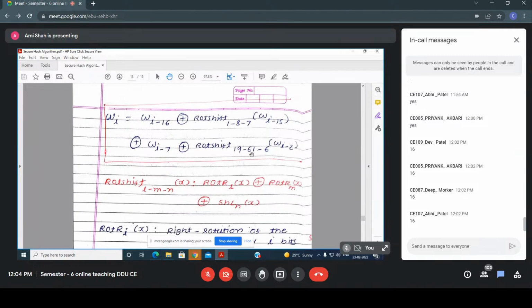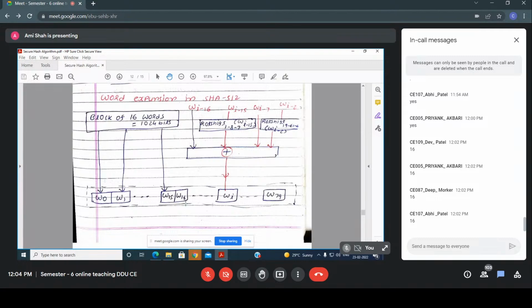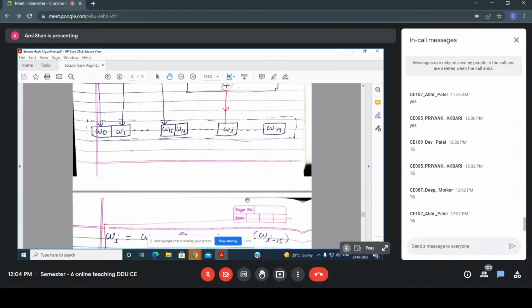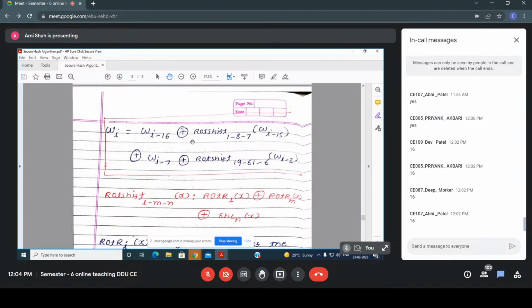Now, what is this? First of all, I will tell you what this rotate shift 187 is. See, you have 16 words in a particular block, but there are a total of 79 rounds, right? So I have to produce the word expansion. If I want to find, let's say, W17, I have to use this formula, and with the help of this formula I get the W17 word.